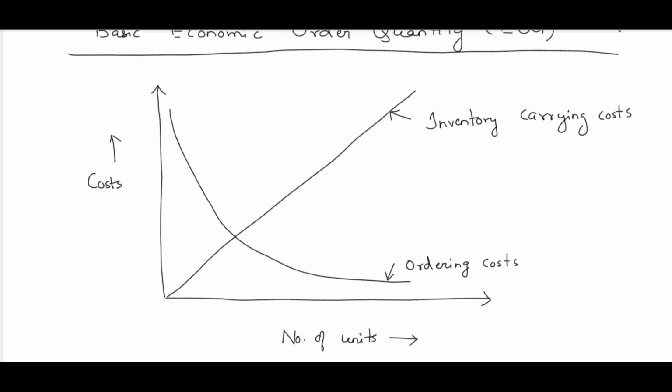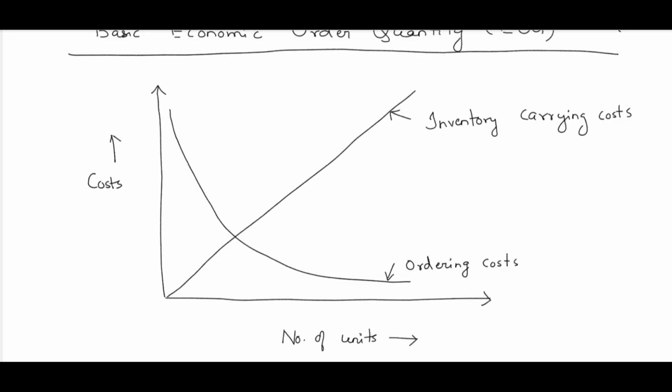Inventory carrying cost is a cost associated with carrying the inventory. It is directly proportional, so it is a straight line. If you have more inventory, it is directly proportional to the number of quantities, because more inventory items means more space you will be needing, so it's a straight line. So this is the ordering cost and this is the carrying cost. Carrying cost is also known as holding cost. Now comes the total cost.